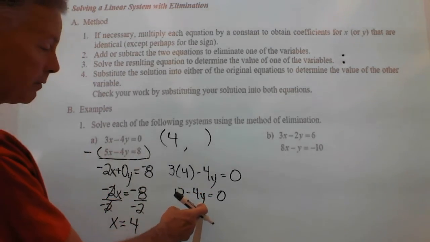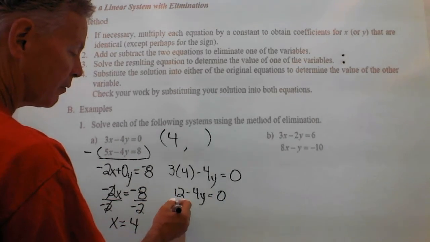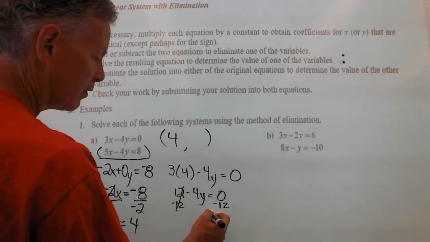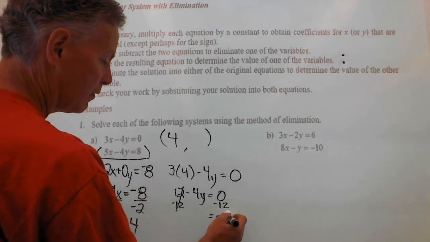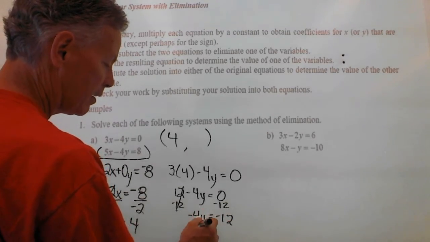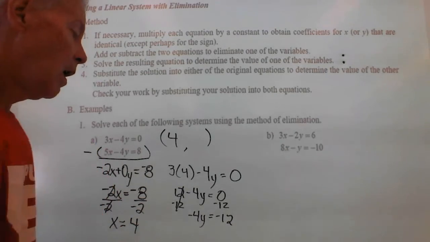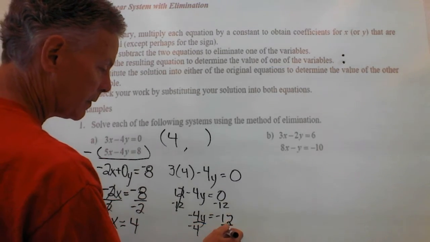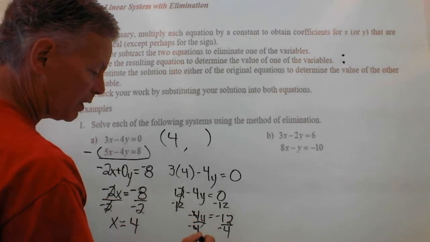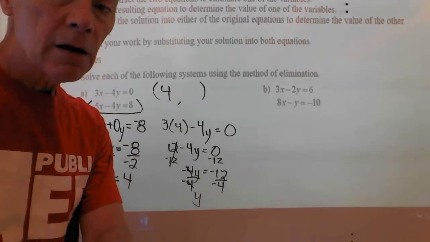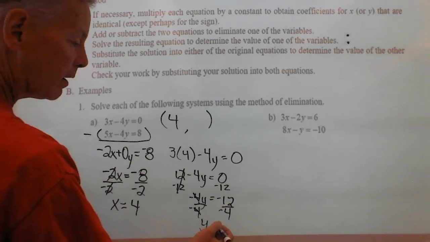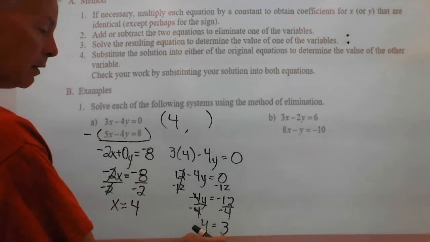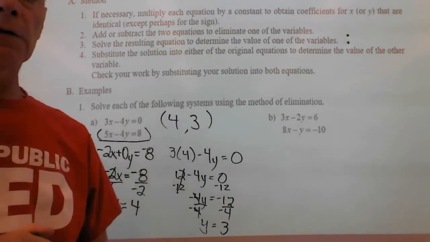And isolate y. Subtract 12 from both sides. Remember, always do the adding and subtracting first. 12 minus 12 is 0. 0 minus 12 is negative 12. And we're left with negative 4y equals negative 12. Last step, get rid of the negative 4 by division. Negative 4 divided by negative 4 will leave us with 1y. Negative 12 divided by negative 4 is 3. And look, we have the answer.